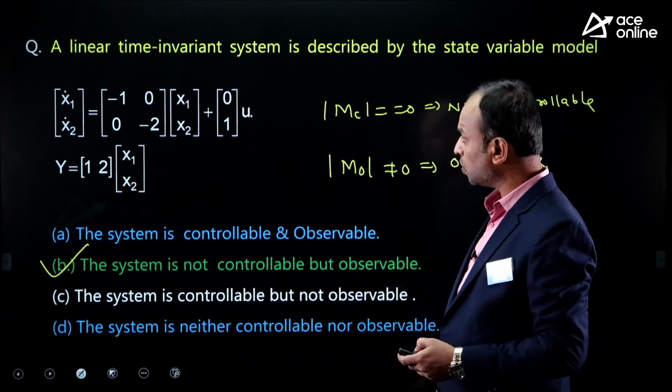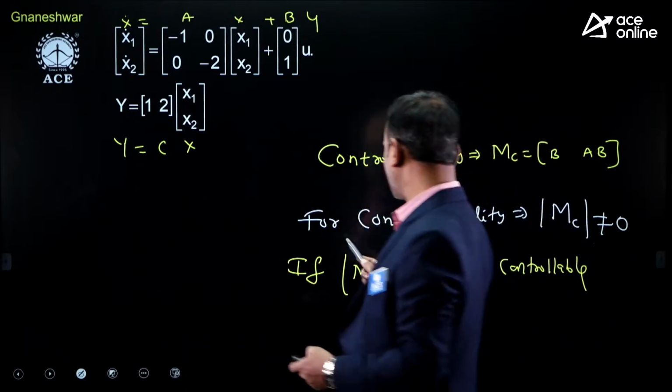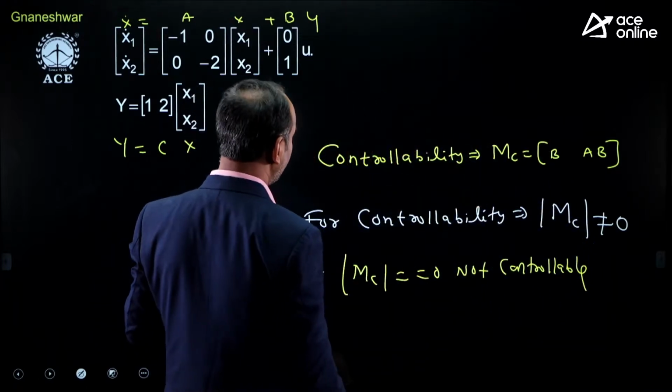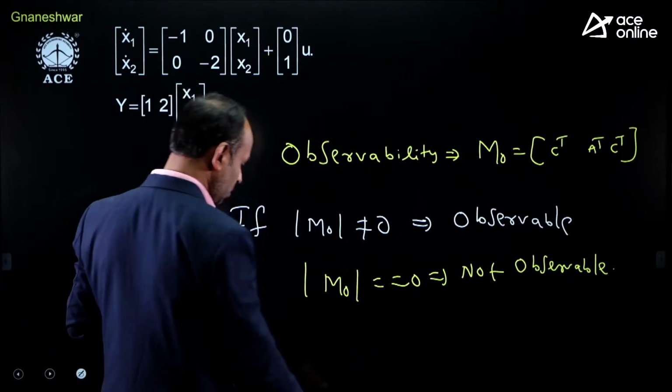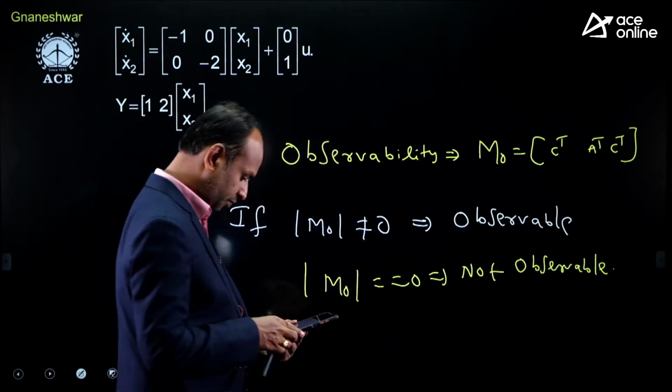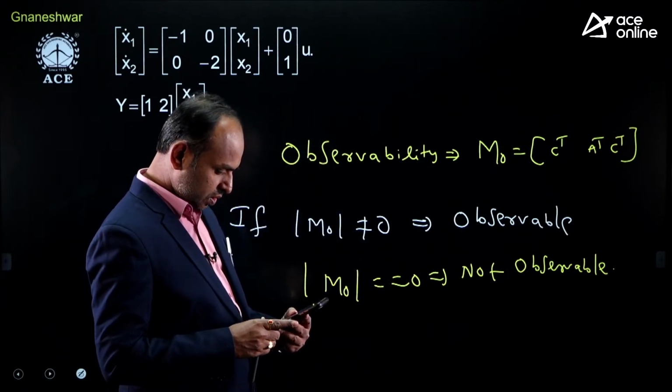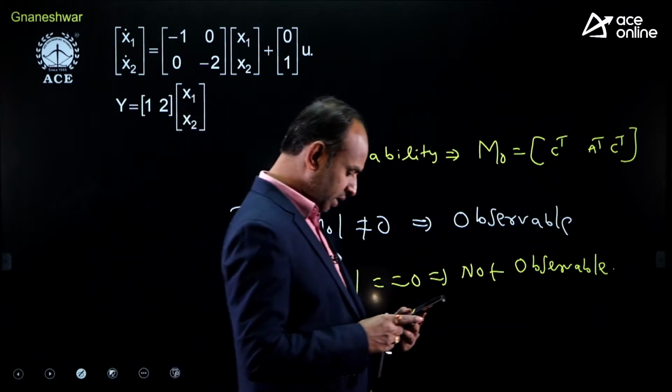So what formula do you have to use? This is the formula for controllability, and I am showing the observability formula, this is the observability formula. Yes, correct.